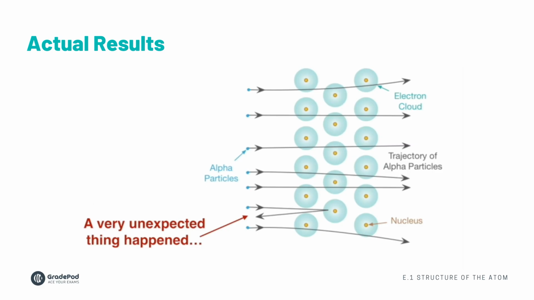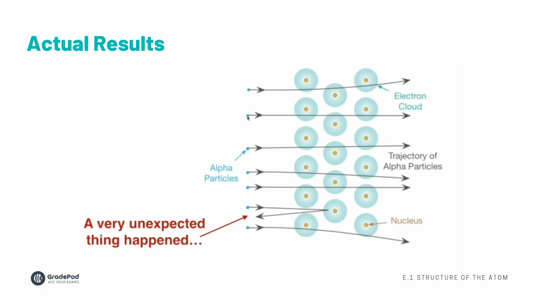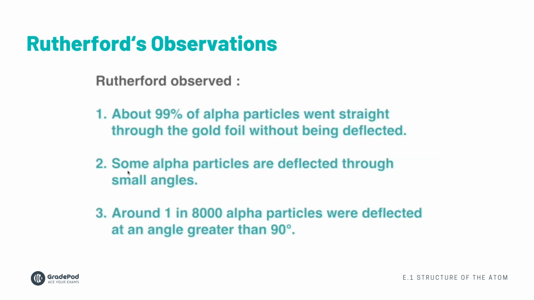Let me tell you what Rutherford's observations were. Rutherford observed that about 99% of the alpha particles went straight through the gold foil without being deflected. So 99% of them went in a straight line like that. His second observation was that some of the alpha particles are deflected through small angles.